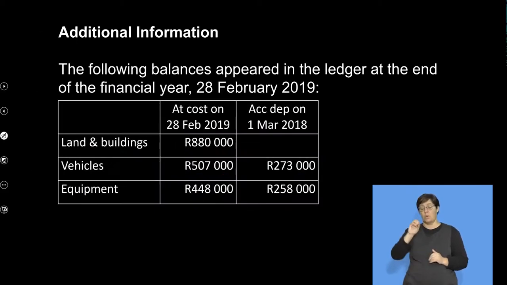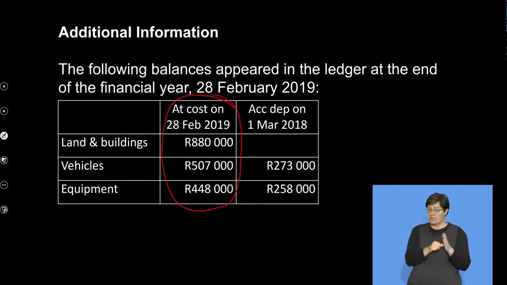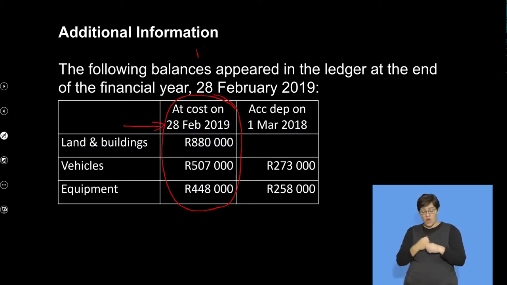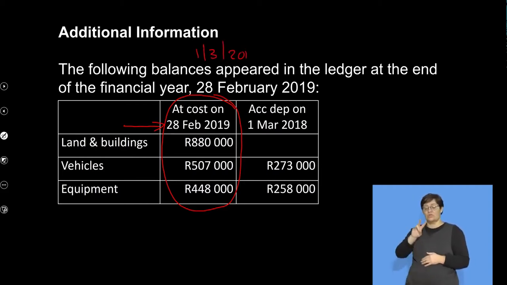Okay. We start off by looking at the information that we have here. These are our balances at the end of the year. Very important. Notice it says here, at cost on the 28th of February 2019. And this obviously means that your year started on the 1st of March 2018, ending on the 28th of February 2019. Okay, that's my financial year.